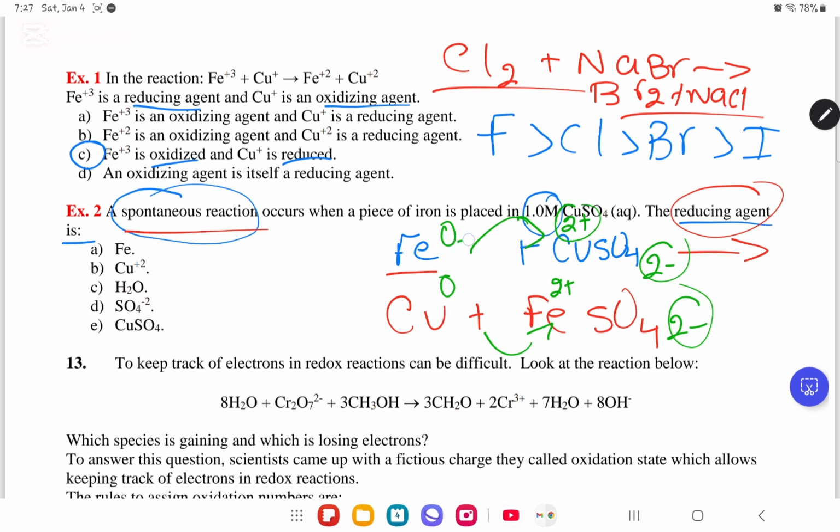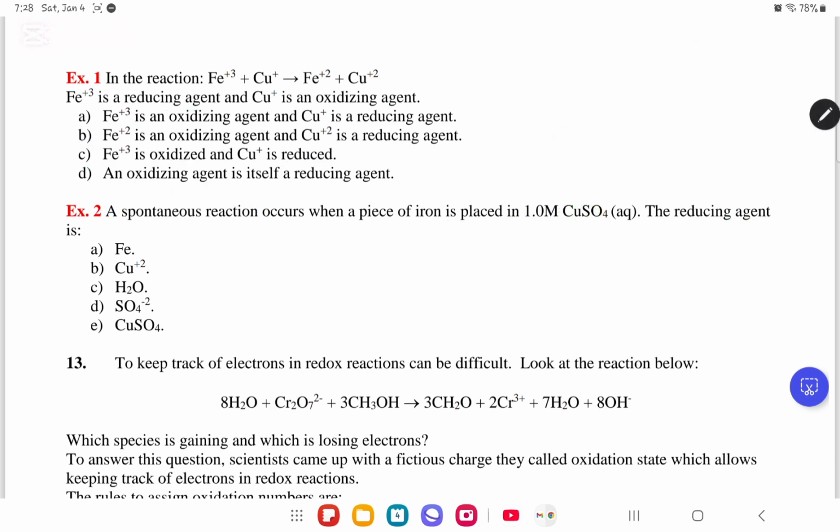So if Fe was 0, then it became plus 2. That means it lost electrons. So loss of electrons means it was oxidized, because oxidation means a loss of electrons. So technically it is the reducing agent, because anything that undergoes oxidation is the reducing agent, and anything that undergoes reduction is the oxidizing agent. So very simply, for exercise 2, our answer is going to be A. The reducing agent is Fe, iron.